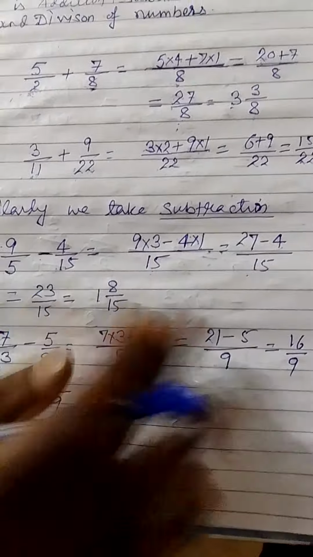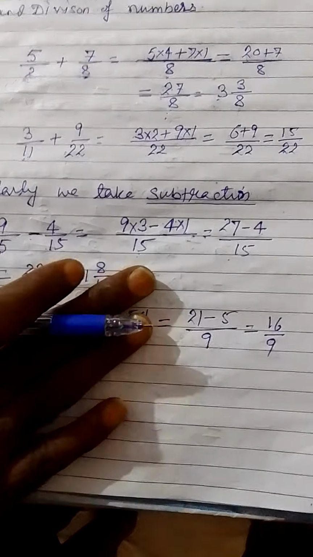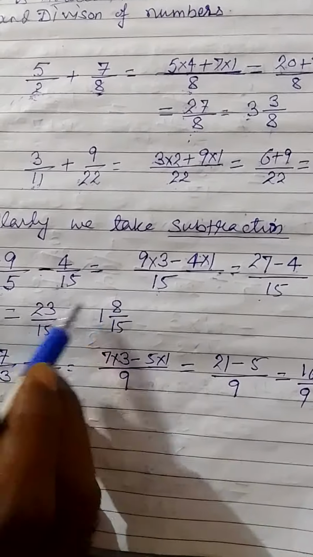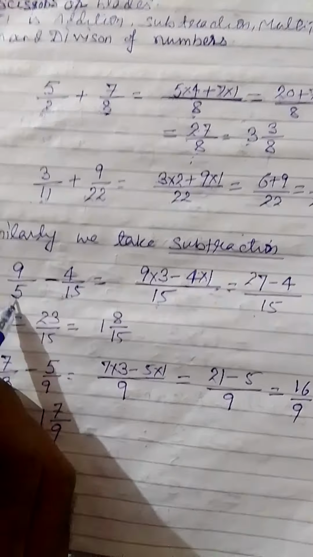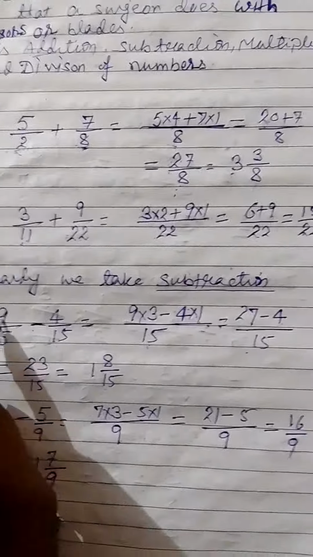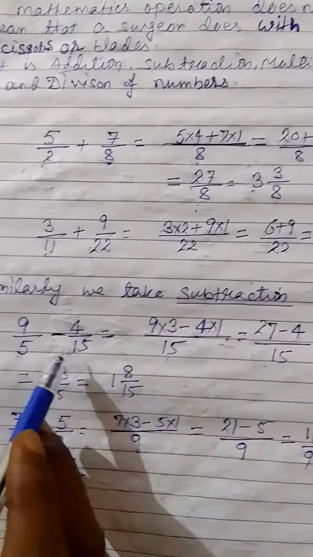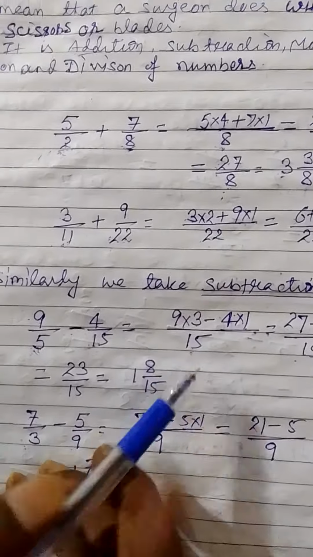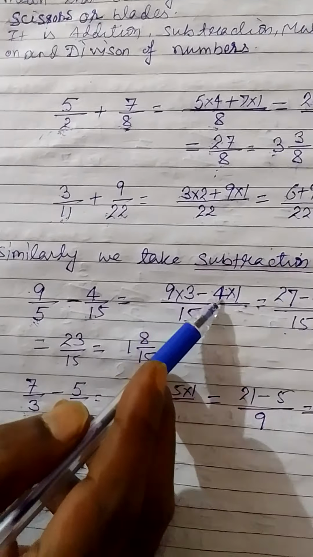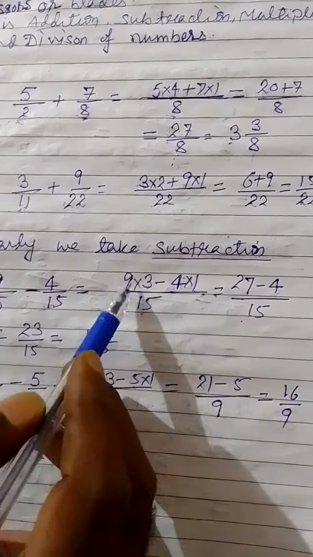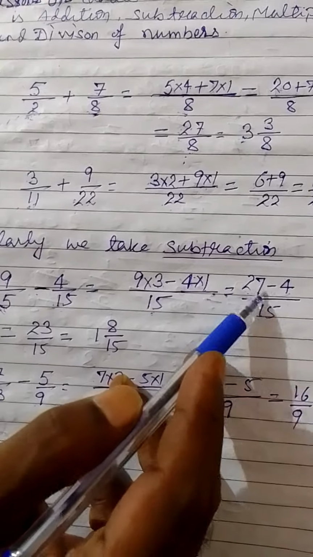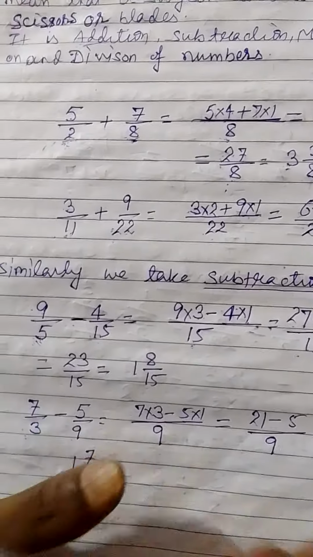So what do we do? We do the same thing, the same process of LCM. We take the LCM of 5 and 15. The LCM is 15. Now what we do? We divide 15 by this 5 and we get 3, and this 9 is multiplied by 3, and again 15 divided by 15 we get 1, and this 4 is multiplied by 1. So 9 into 3 minus 4 into 1. 9 into 3 equals 27. 4 into 1 equals 4. So 27 minus 4 is equal to 23 by 15.